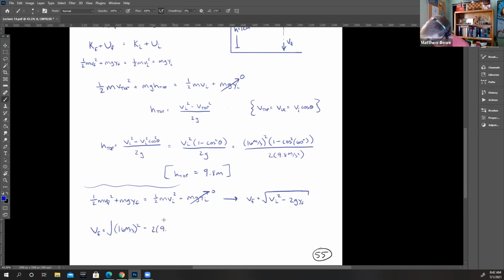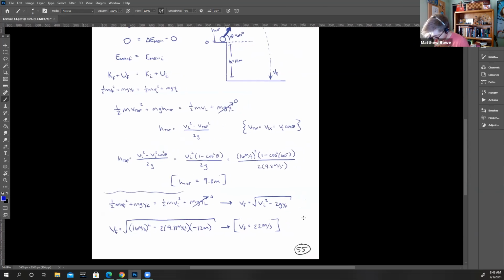Minus 2 times 9.81 meters per second squared. And this will be a negative 12 meters, since our origin is up and then the ball is going to go down farther than that. And this equals a final velocity of 22 meters per second. All right.